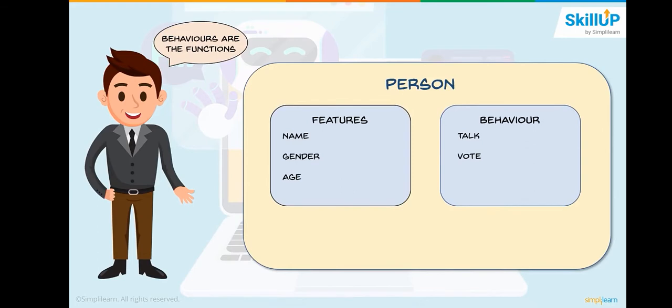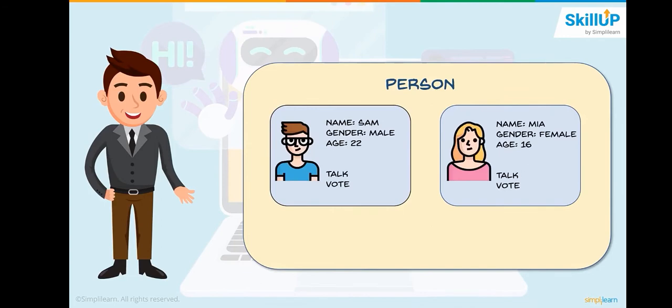So now that we saw what features and what behavior are and how person, which is a class, describes these things, let's look at what an object would look like under this class person. So here we have two objects of the class person. Our first object, which is on your left hand side, has the features name, gender, age, and the behavior talk and vote. Now every object has to have these features because these are what's defined under the class person. And in a similar manner, the object that's defined to your right also has the same features and the same behaviors.